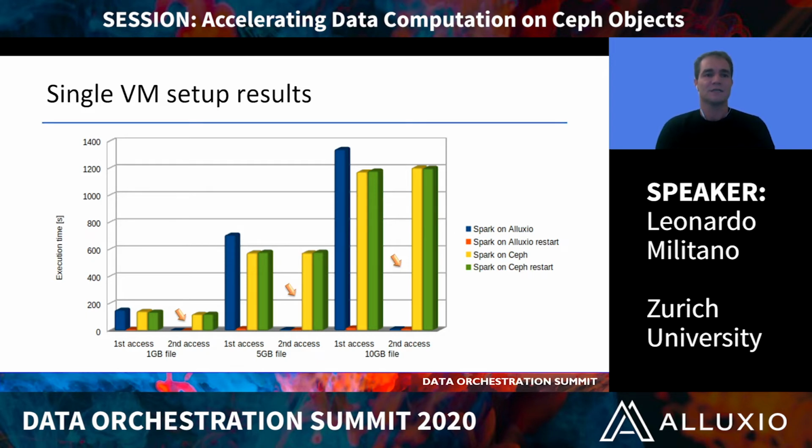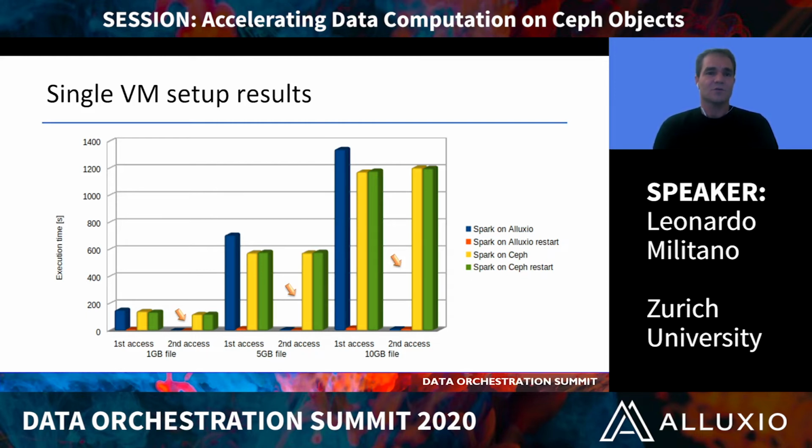But what is really interesting is to observe what happens when we have a second access. If we look, for instance, at the first set of results, for the 1 gigabyte file, the blue bar in the second access, which means the second time we request the same text file and the application is counting the lines, we see a drastically reduced amount of time it takes. And this is valid for all the file sizes.